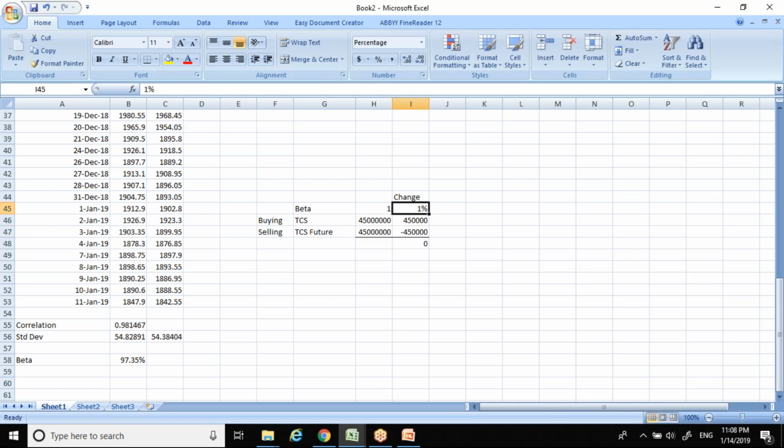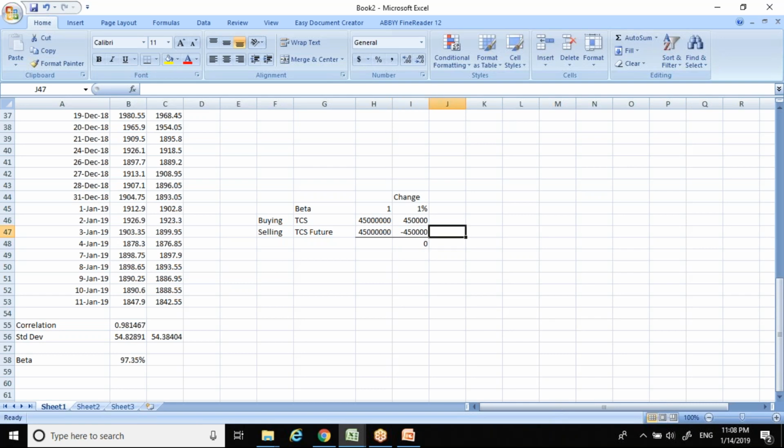So if the price moves 1% up, the TCS shares will move 1% up, and the future will follow that. It will move 1% up because the correlation is 100%, I'm assuming, and the beta is 1. So we have 0 risk in hedging here, and this hedge is perfect. So this is perfectly hedged. Due to price volatility, you don't have any problem.